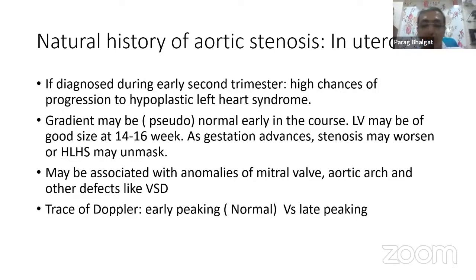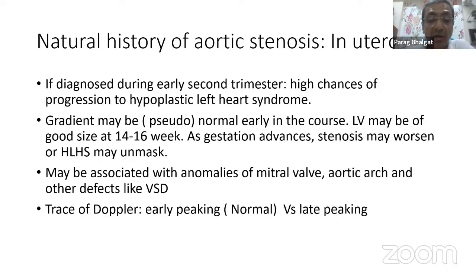Gradients may be normal because there is no standardization of gradient. The LV may be of good size at 14-16 weeks, but as the disease progresses, it may develop into severe stenosis and hypoplastic left heart. Aortic stenosis can be seen with other lesions like mitral valve anomaly, aortic arch anomaly, and VSD.